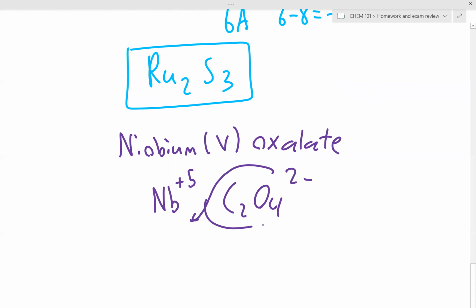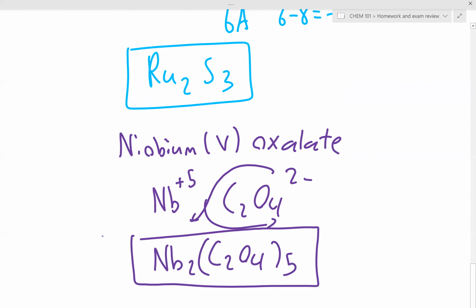So now we cross our charges. That gives us Nb2(C2O4)5. And there's no way to simplify this ratio further. Does that make sense? Are there any other topics that you want us to address?